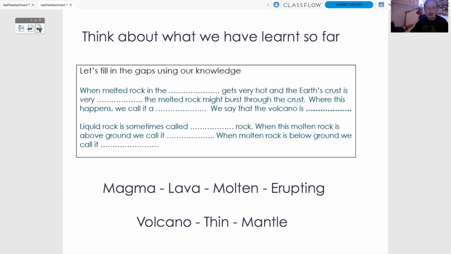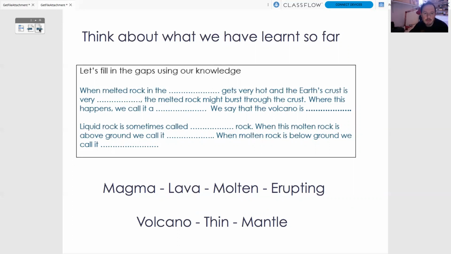Right, now, let's think about what we've just learnt so far. I've got some sentences on your sheet and I want you to try and fit in some of these words that we've got. And the words are magma, lava, molten, erupting, volcano, thin, and mantle. I'll read the sentences out to you now so you can hear them in your head and you can read them along if you like.